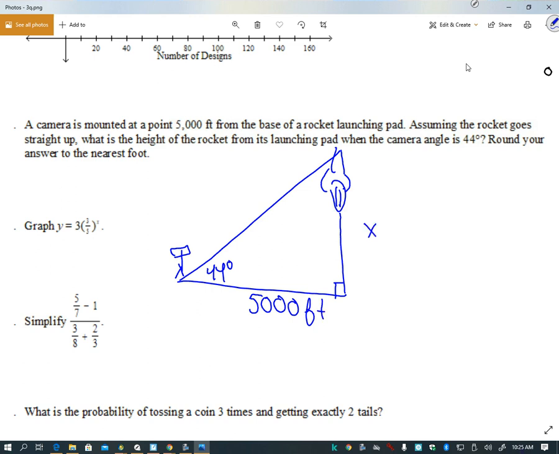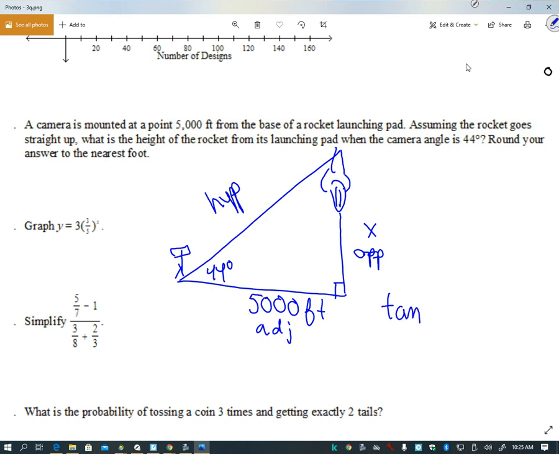Okay, what is x in relation to 44? It's opposite. What is 5,000 in relation to our 44 degree? Adjacent. And our hypotenuse is always the hypotenuse. Doesn't matter what angle you're using. Which trig function uses adjacent and opposite? Tangent, TOA, right? So, SOH CAH TOA. It's the only one that uses O and A. So we're going to say tangent.